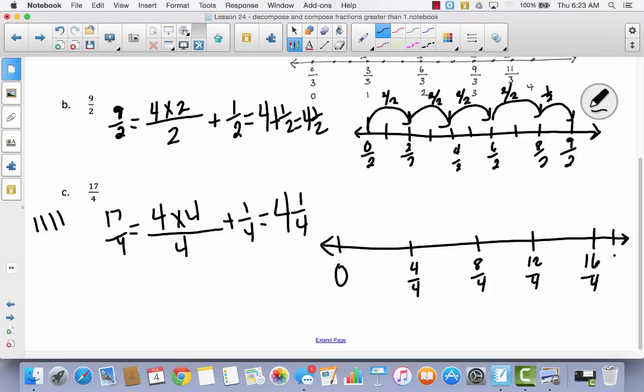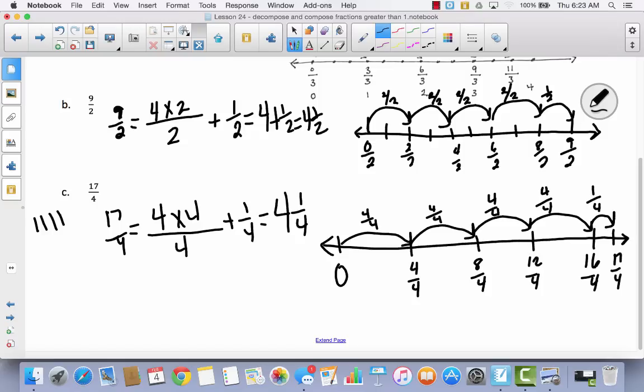And this would be 17 fourths. So here is one group of 4 fourths. Here is another group of 4 fourths. Here's another group of 4 fourths. And here's another group of 4 fourths. So we've got 4 groups of 4 fourths. That's where the 4 times 4 fourths comes from. That's why this is 1, 2, 3, 4, and 1/4, because I have this 1/4 left over.